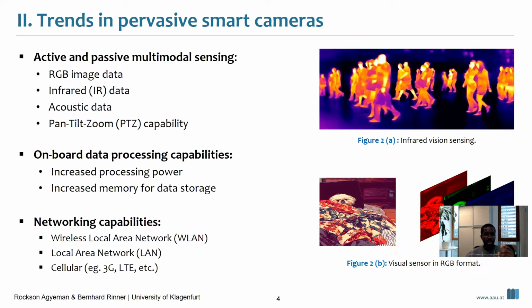Secondly, modern cameras come with advanced CPUs and expanded memory for onboard data processing. Last but not the least, modern cameras have networking or communication capabilities. This allows visual data to be transmitted across multiple cameras or to a dedicated central location. These enabling technologies have become the foundation of surveillance applications in multi-camera networks.